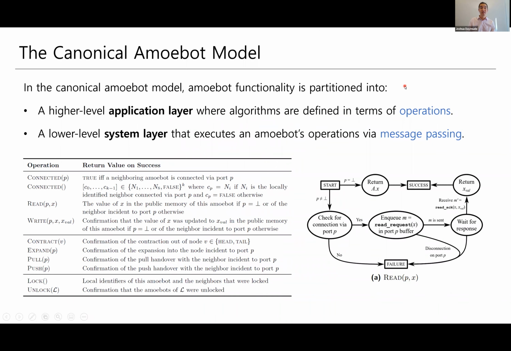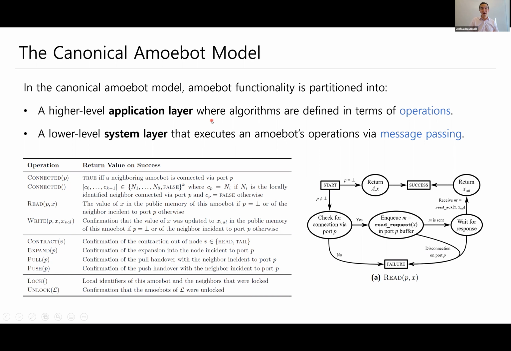A key difference from previous versions of the Amoebot model is that the canonical model is going to split Amoebot functionality into two layers. So there's a high-level application layer where algorithms are defined, and then there's a low-level system layer. These layers talk to each other through what you could think of as an API, which we call operations. So these operations, which are listed in the table on the left, are really high level, right? Like, for example, this read operation is just, I'd like to read the value of X on the port P. Or, for example, this expand operation, I'd like to expand towards the direction of port P. All very high level stuff.